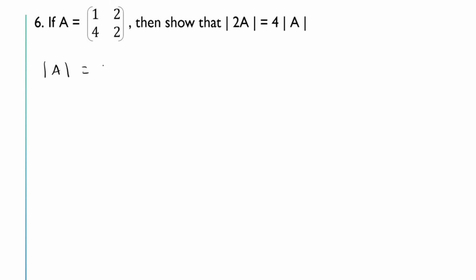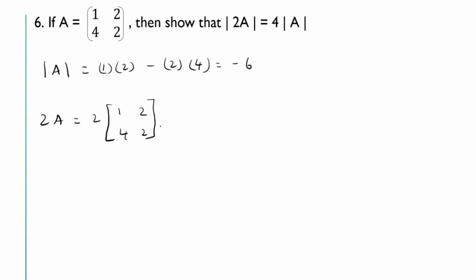Determinant of A is nothing but 1 into 2 minus 2 into 4. So this is equal to 2 minus 8, that is minus 6. Now we have to show that determinant of 2A is equal to 4 into determinant of A. So for that we first find 2 into the matrix A. So 2A is equal to 2 into the given matrix A. Here, we have to multiply each element by 2. So this is equal to [2, 4; 8, 4].